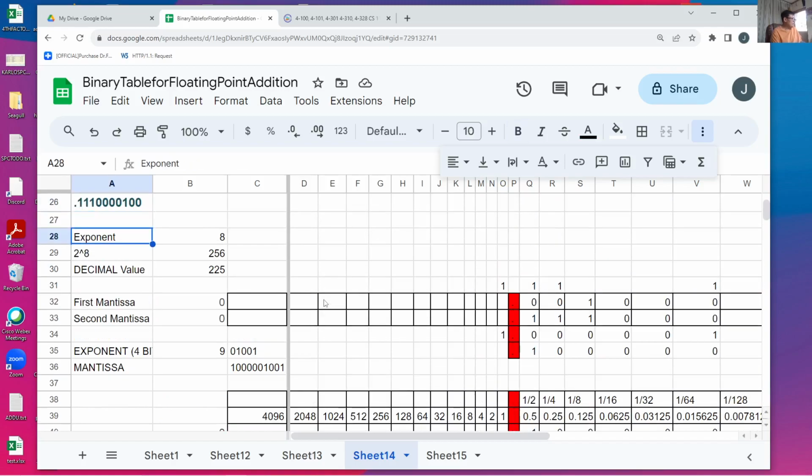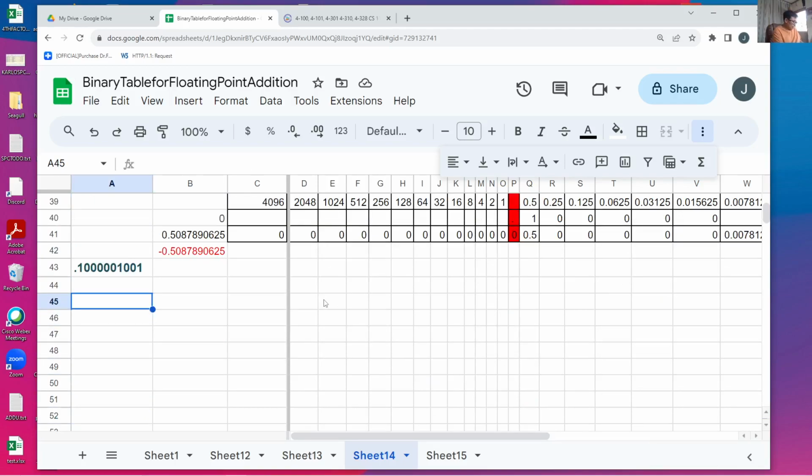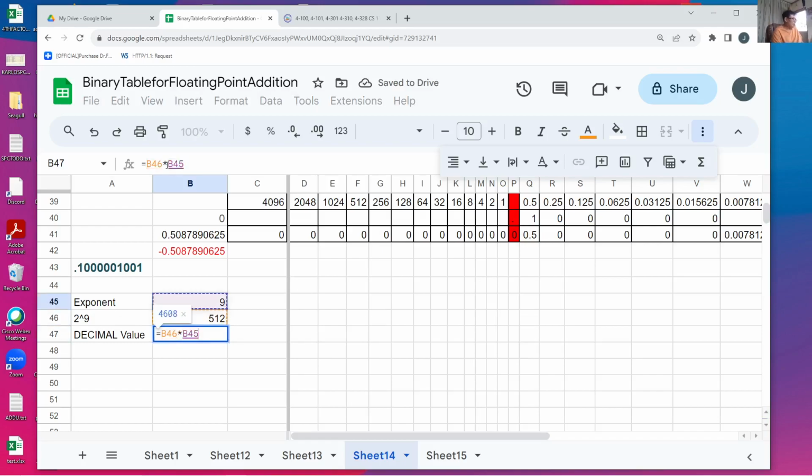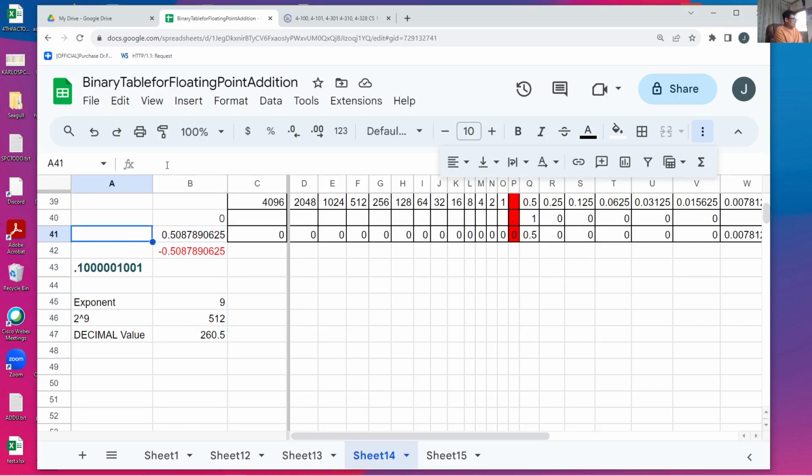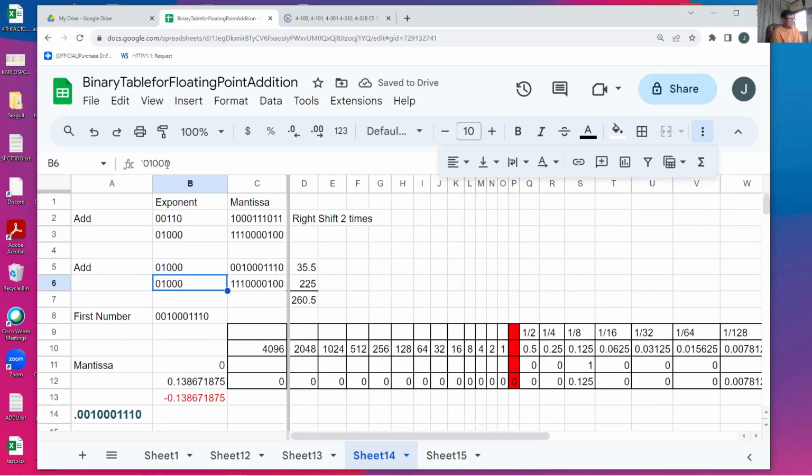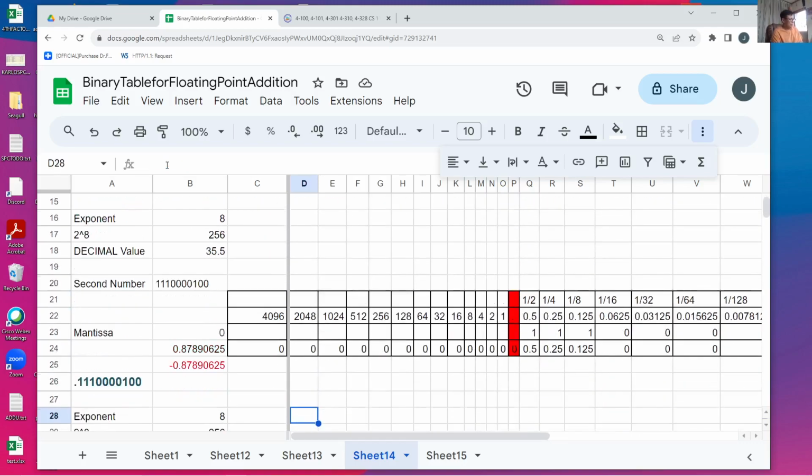Now we'll copy this again because we will need to convert the actual value. In this step, we are just checking the answer. Our exponent is now 9, and this is 2 to the 9. Then we'll just multiply 2 to the 9 with our new mantissa, which is this. 260.5. This is the mantissa of the sum. 260.5. Now, did we get the right answer? Yes, the expected answer is 260.5.